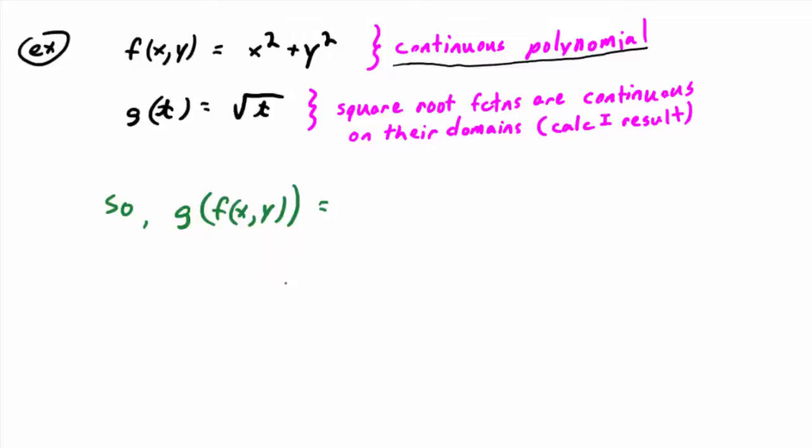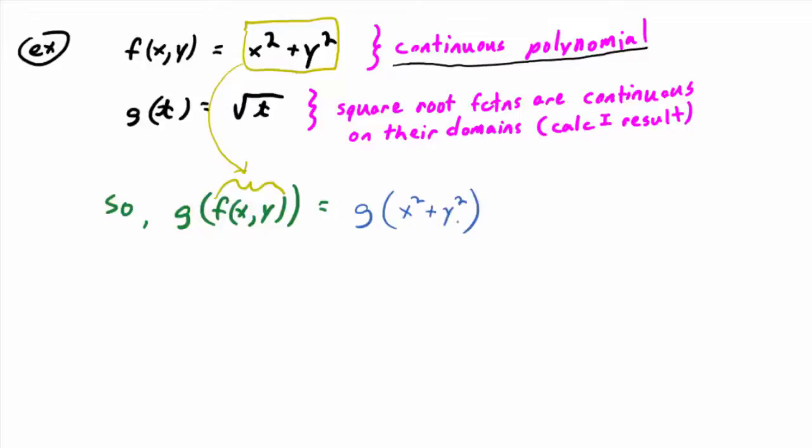So first of all, let's calculate that and then talk about the continuity of it. So what would g of f of xy be? Remember, you work it from the inside out. So what's f of xy equal to? F of xy is this thing, right? So let's work it from the inside out and replace f of xy with its formula, just like you did back in algebra. No different. So we would get g of x squared plus y squared.